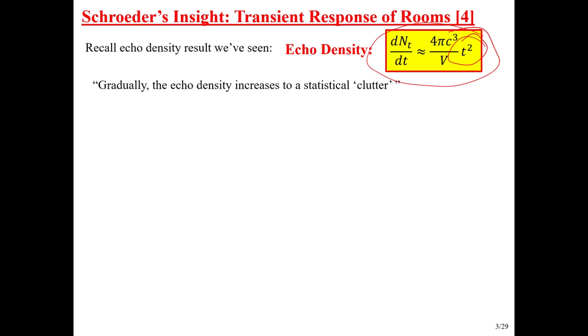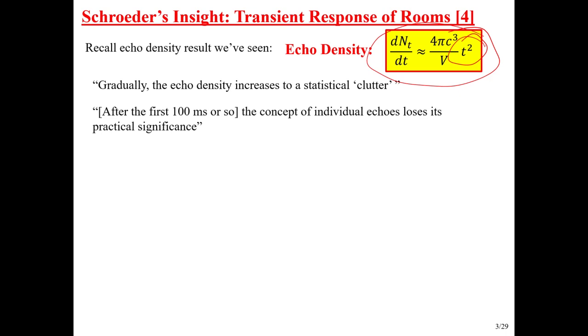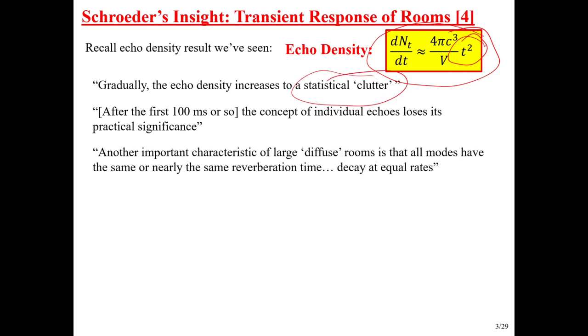The way he describes this, again, a direct quote out of Schroeder's 1961 paper: "gradually the echo density increases to a statistical clutter." I like that phrase. It makes me smile. And then he goes on and says that after that first 100 milliseconds or so, that's the early response we talked about in the last note set, you can't really hear individual echoes. You just get this statistical clutter of echoes.